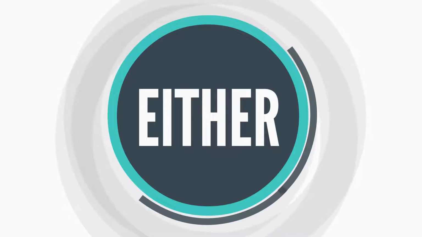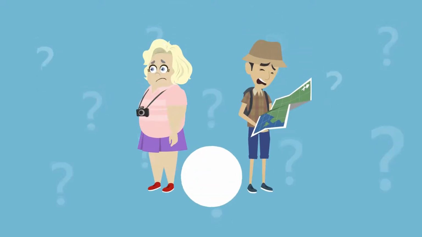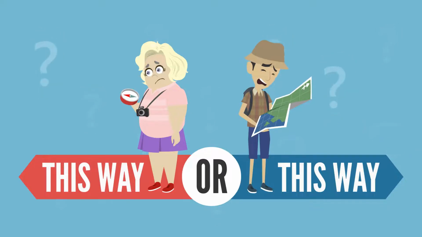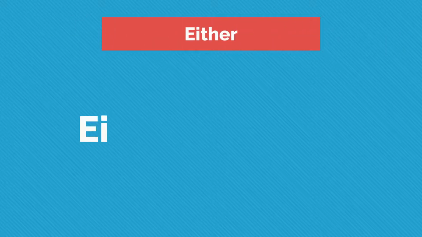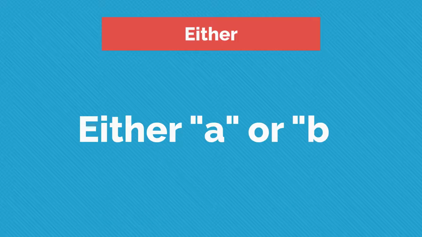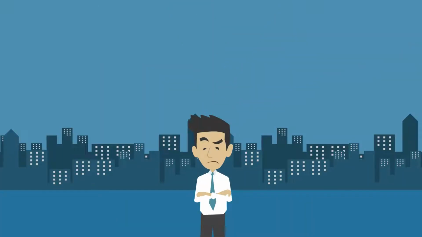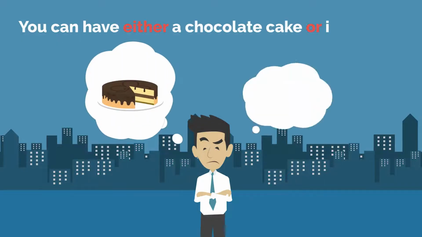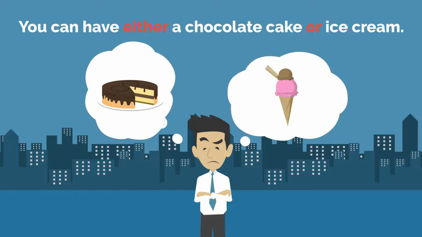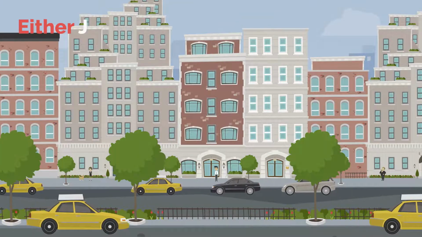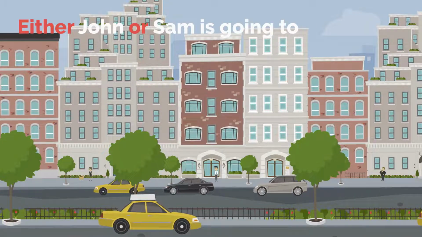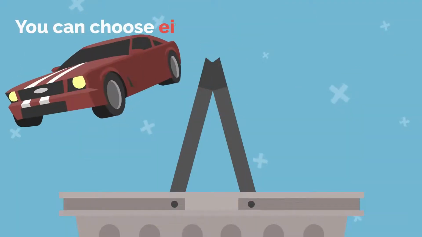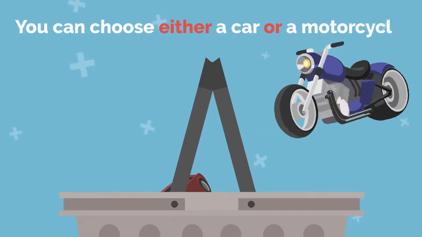Either. The word either is used to talk about one of two things. Either A or B. For example, you can have either a chocolate cake or ice cream. Either John or Sam is going to pick us up. You can choose either a car or a motorcycle.